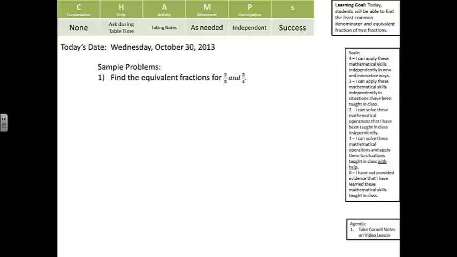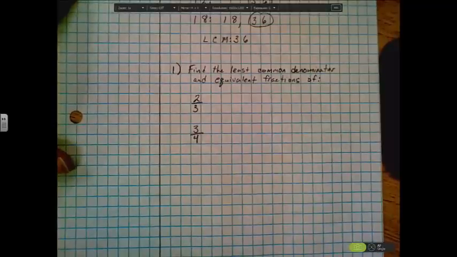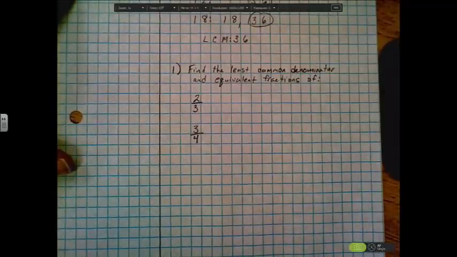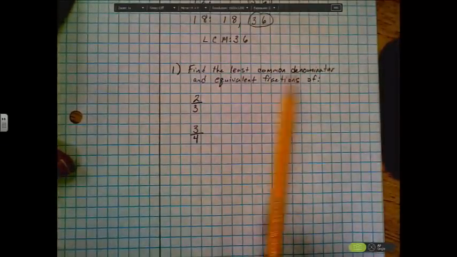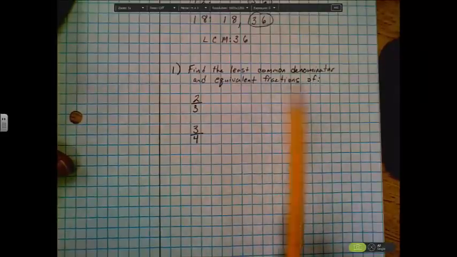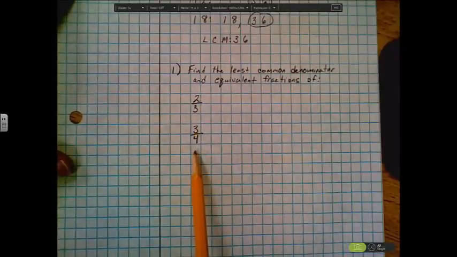So let's do a sample problem. In our sample problem, we're going to use the fractions that we've already been given, 2/3 and 3/4. And we're going to find the least common denominator, and we're going to find the equivalent fractions of these two fractions. Okay, so I've gone ahead and copied down the problem. We're going to find the least common denominator and the equivalent fractions of 2/3 and 3/4.